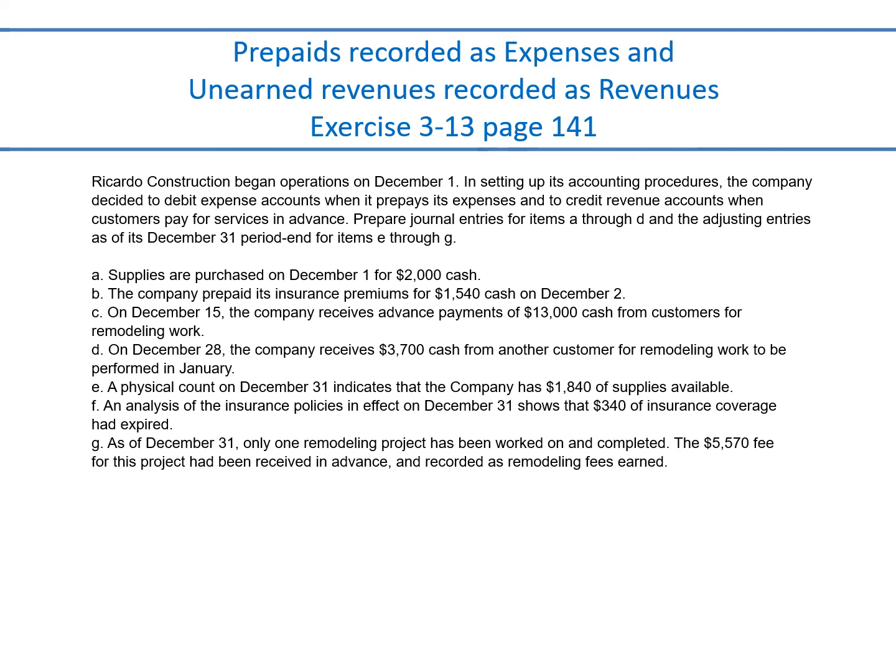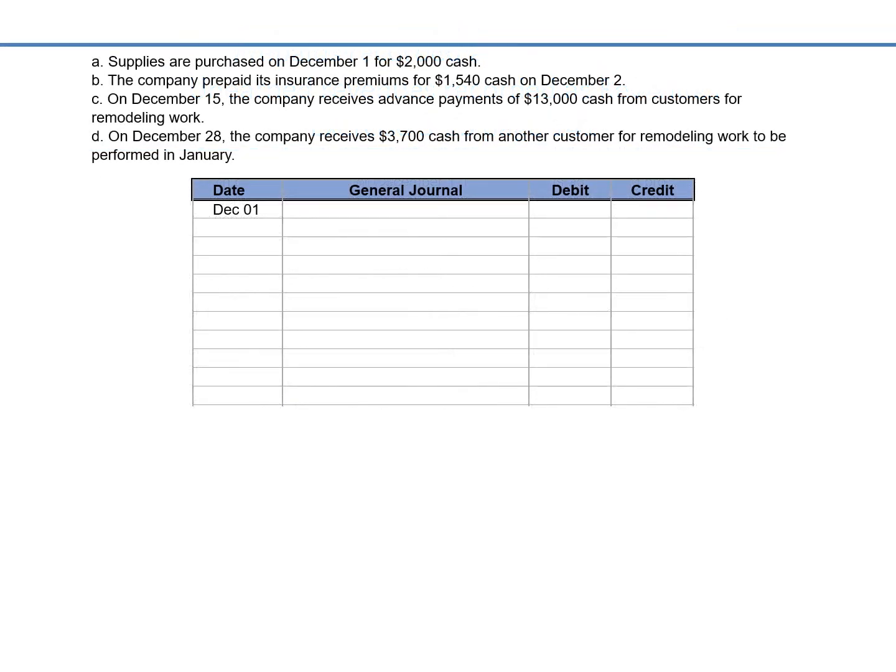So in A, B, C, and D, let's look at A. Supplies were purchased on December 1st for $2,000. When they purchased supplies, they told you they debited everything that's prepaid to expense. So we're going to record supplies expense, debit 2,000 to increase it, and cash, credit 2,000 to decrease it.